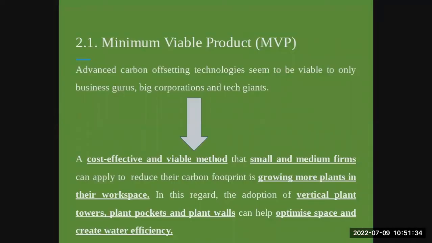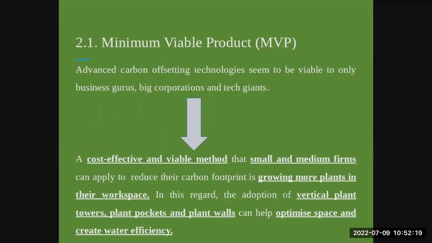In terms of minimum viable product, on the one hand, advanced carbon offsetting technologies are invested in by business gurus such as Elon Musk, big corporations like ExxonMobil, or tech giants such as Microsoft. However, they are the ones who have access to finance resources and partnering opportunities to form powerful alliances. On the other hand, for small and medium firms, before building capacity to pursue more ambitious carbon offsetting technology, they can make a small contribution to reduce their carbon footprint.